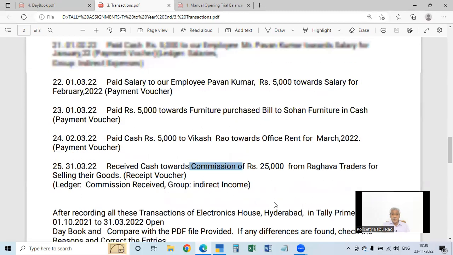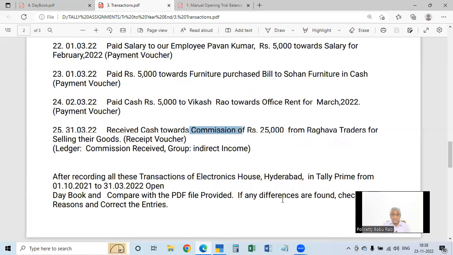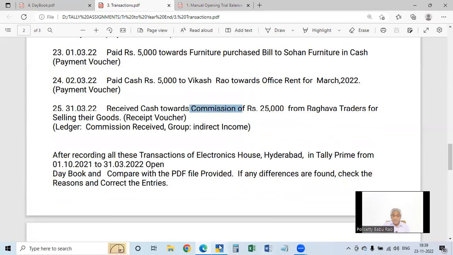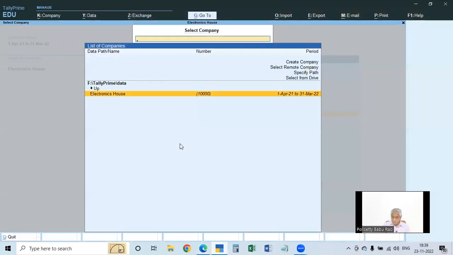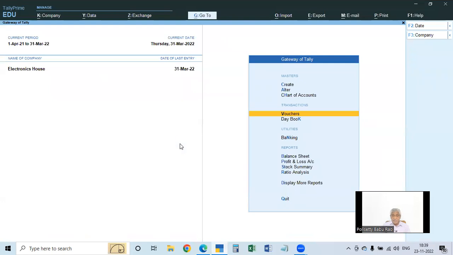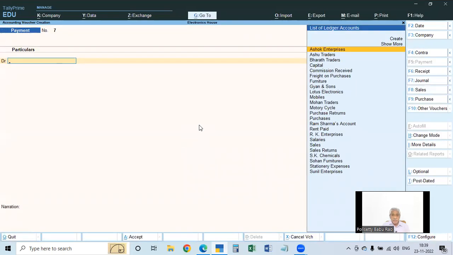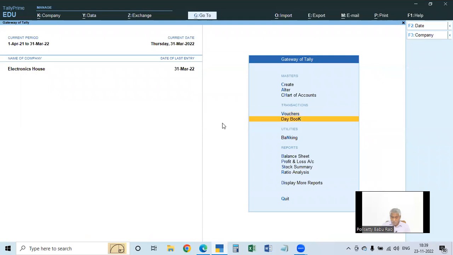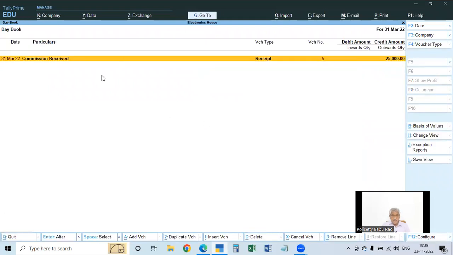In the day book, it will show the details of the transactions. But we require some details here. Only one account is given, and the amount is given. If we require details, in that case you can take Alt F5.